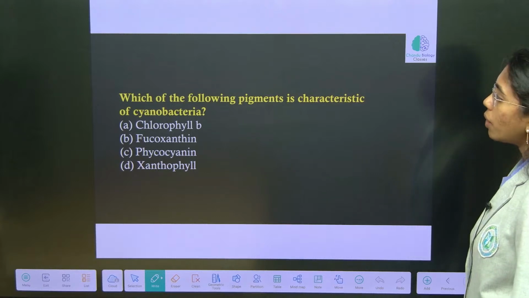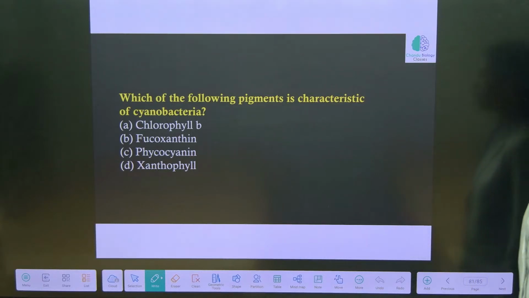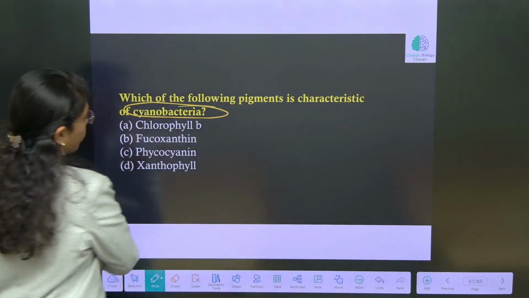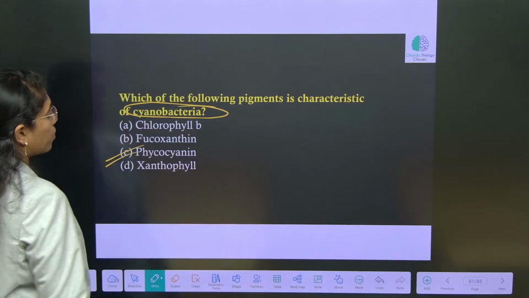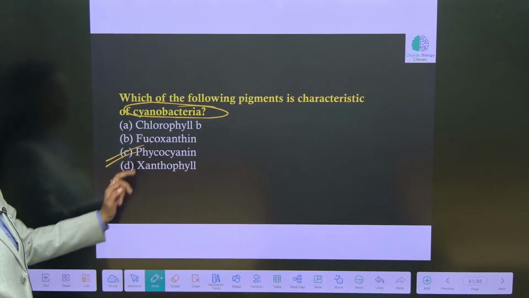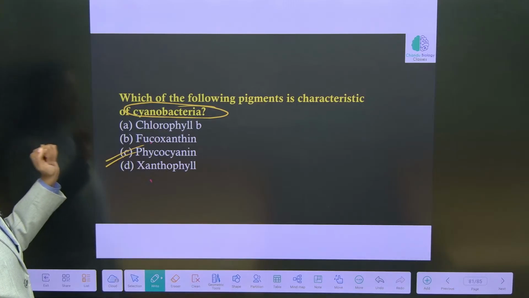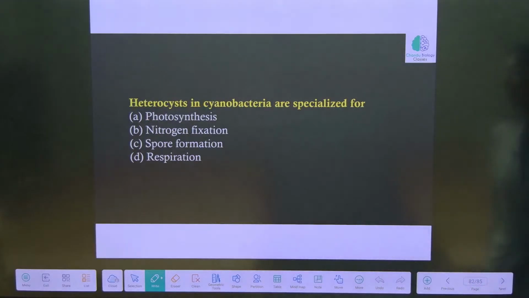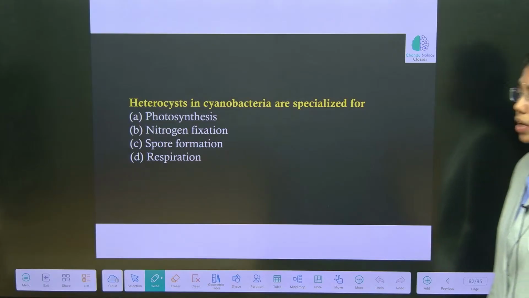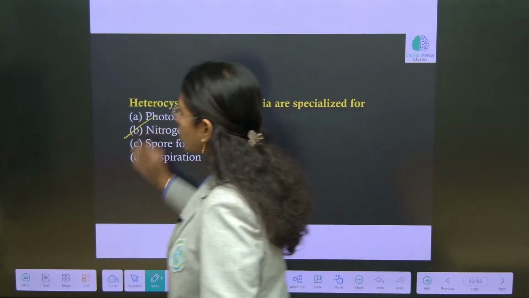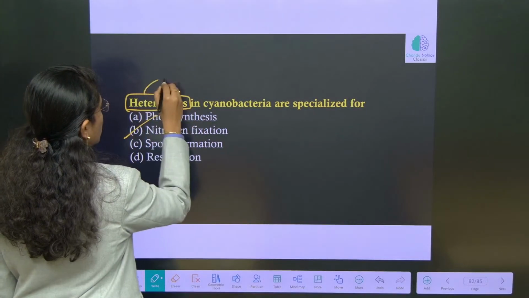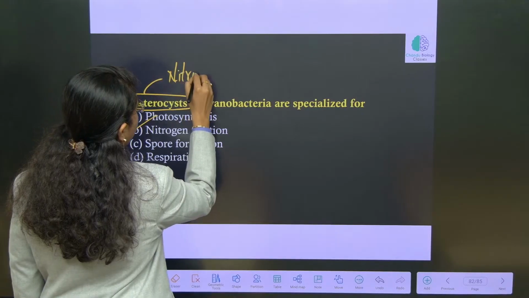Next, which of the following pigments is characteristic of cyanobacteria? Cyanobacteria's characteristic pigment is phycocyanin. Fine. Fucoxanthin is for brown algae, xanthophyll is not for algal members, chlorophyll B is for Chlorophyceae, not Cyanophyceae. Next question. Heterocysts in cyanobacteria are specialized for nitrogen fixation, and what is the enzyme present in the heterocyst? The enzyme present in the heterocyst is nitrogenase enzyme.